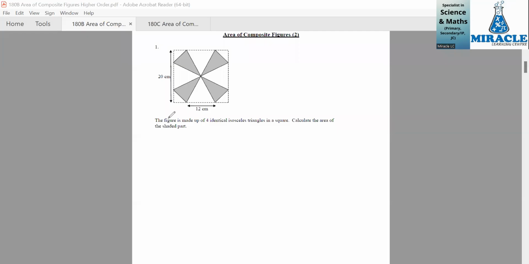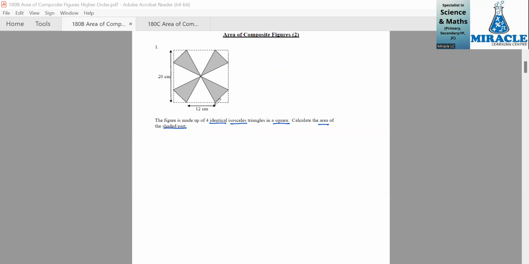Question 1. The figure is made out of 4 identical isosceles triangles in a square. Calculate the area of the shaded part. So in order to calculate the area of the shaded part, we will need to find the area of the square and the area of all these unshaded triangles. So in order to find the area of the unshaded triangle, we will need the height and the base.